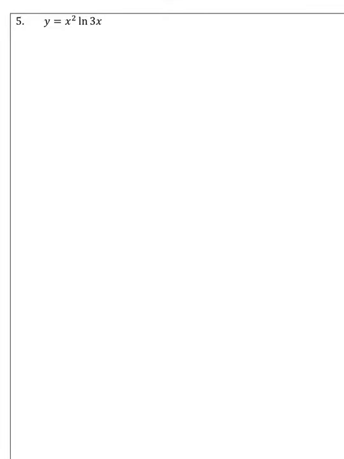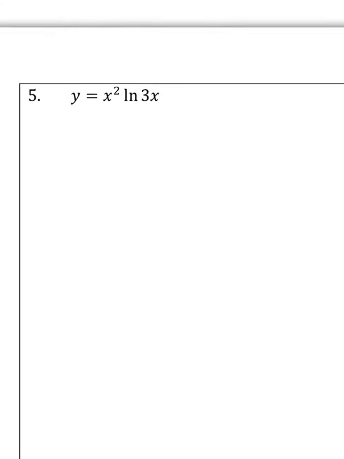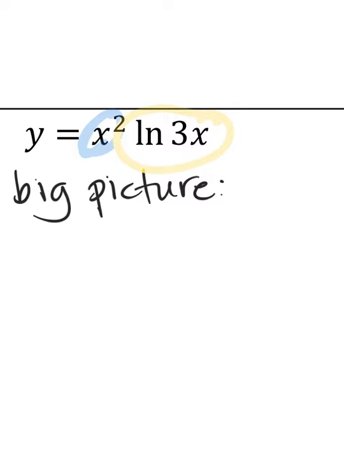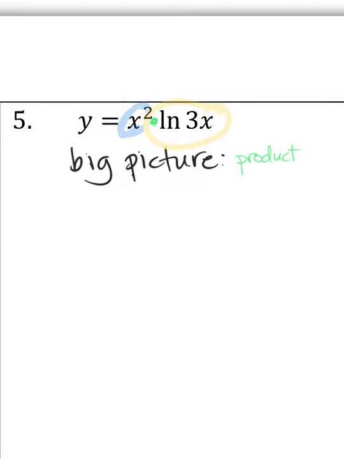This video is problem number 5 from our notes today on logs and their derivatives. When we talked about this in class, one of the things we always want to realize is the big picture for this. If you notice, we have the function x squared and we have the function natural log of 3x. When we have two functions next to each other, what does it imply? Multiplying, which means the big picture is the product rule. So we need to identify its parts.